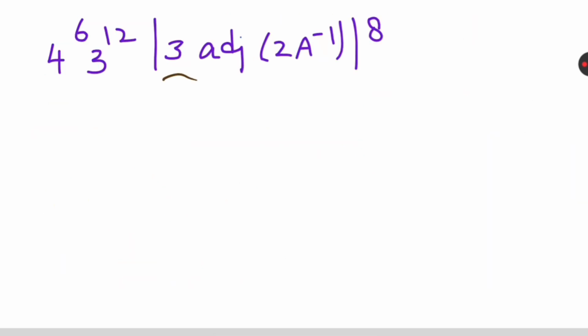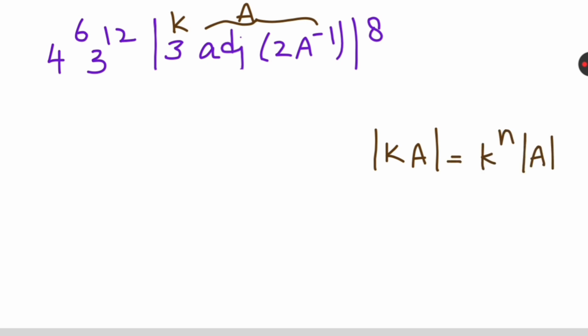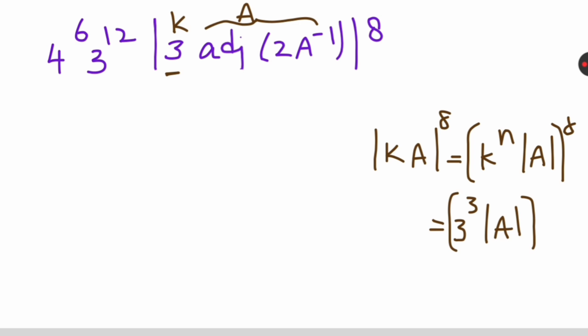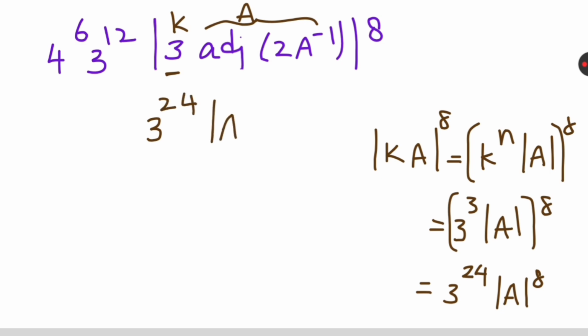Now observe again. This expression is in the form of determinant of K times A. So now let's take the second property. Determinant of KA is equal to K raised to the power of n times determinant of A. Here we have a power 8. So let's take power 8 here. Here K is nothing but 3. So 3 raised to the power of n, and n we know is the order of the matrix, which is 3. Determinant of A whole raised to the power of 8. When you open the bracket, it becomes 3 raised to the power of 3 times 8, which is 24, times determinant of A raised to the power of 8. So you have to write here 3 raised to the power of 24, determinant of A whole raised to the power of 8.